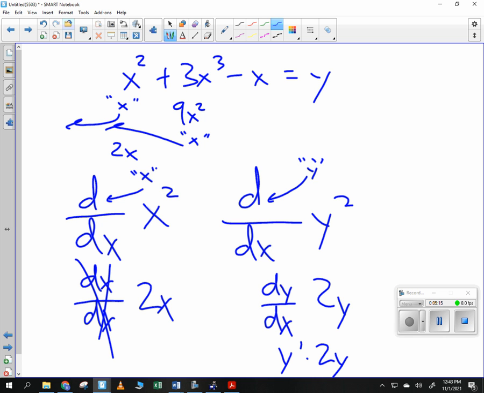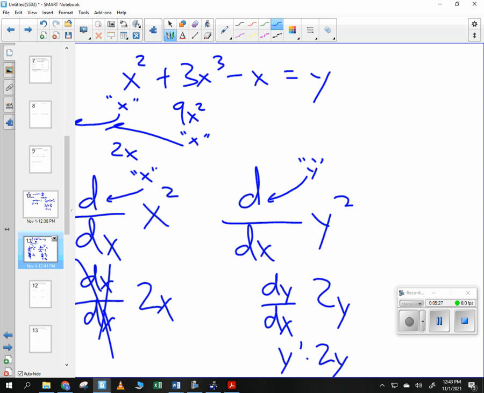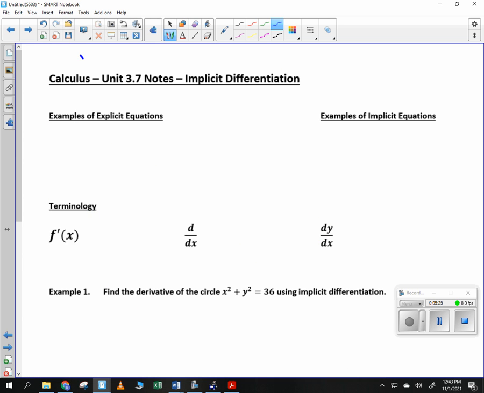The idea is every time you take a derivative with respect to y, you attach a y prime. Now, you're probably about a third of the way with me on that. Trust me, by the time we lay out the notes, that'll help you understand it a lot better. So let's go to your examples here. We're going to talk about something today called implicit differentiation.